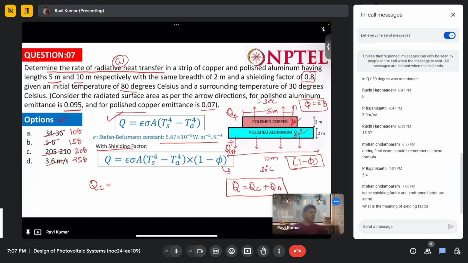Shielding means it is like having a hurdle to the radiation. So 0.8 radiation is not going out. You can say 80% radiation is being shielded, so only 20% radiation will be available. So first calculate this Q for copper. Put the value of copper. What is the temperature in Kelvin? We can say 273 plus 80, it is 353 in Kelvin, and 273 plus 30 is 303.